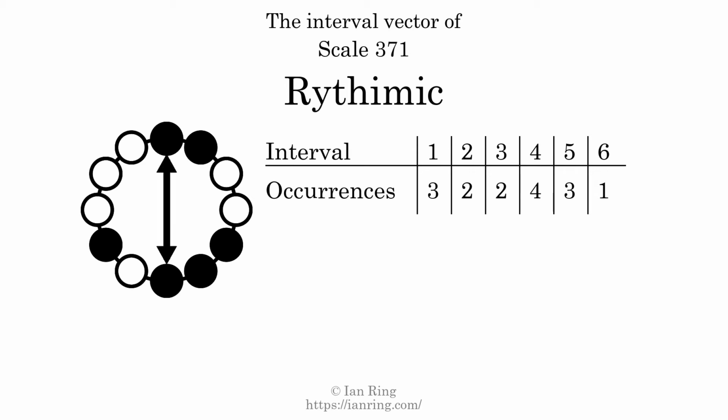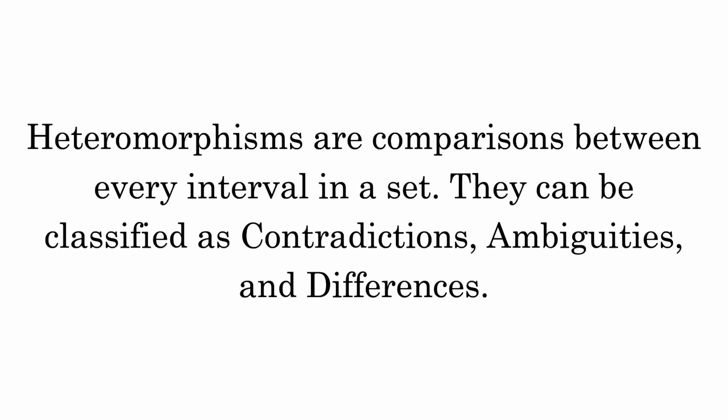It is here. Each interval does not appear in this scale a unique number of times, so this is not a deep scale. Heteromorphisms are comparisons between every interval in a set. They can be classified as contradictions, ambiguities, and differences.